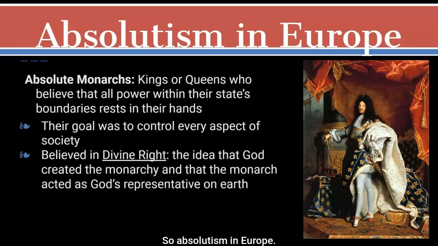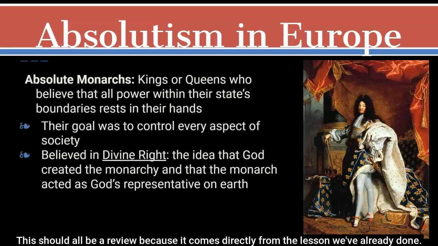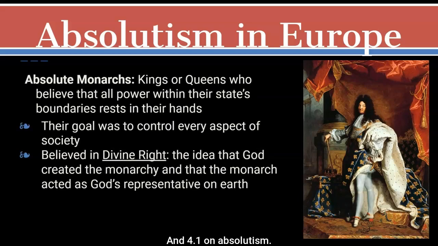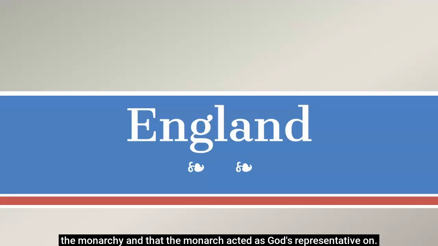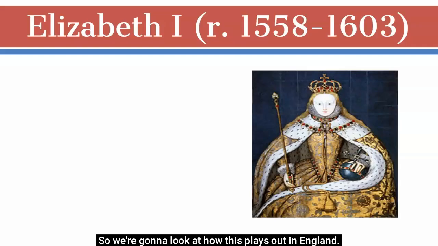So, absolutism in Europe. This should all be a review because it comes directly from the lesson we've already done in 4.1 on absolutism. Absolute monarchs are kings or queens who believe that all power within their state's boundaries rests in their hands. Their goal is to control every aspect of society. They also believe in divine right, which is the idea that God created the monarchy and that the monarch acted as God's representative on earth. So we're going to look at how this plays out in England.